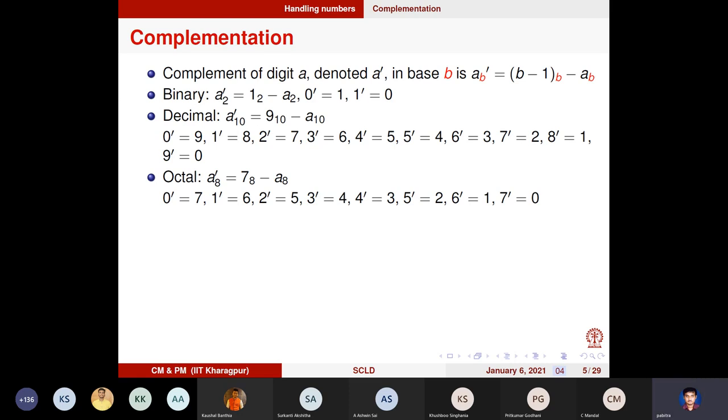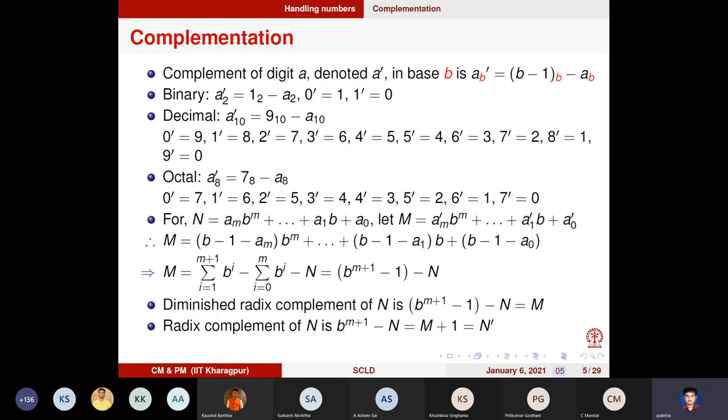This is just a definition: the complement of a digit is nothing but taking the highest digit in that base system and subtracting the current digit from that. You get the complement of this digit. Okay, so now we'll move from the complement of a single digit to the complement of a multi-digit number.